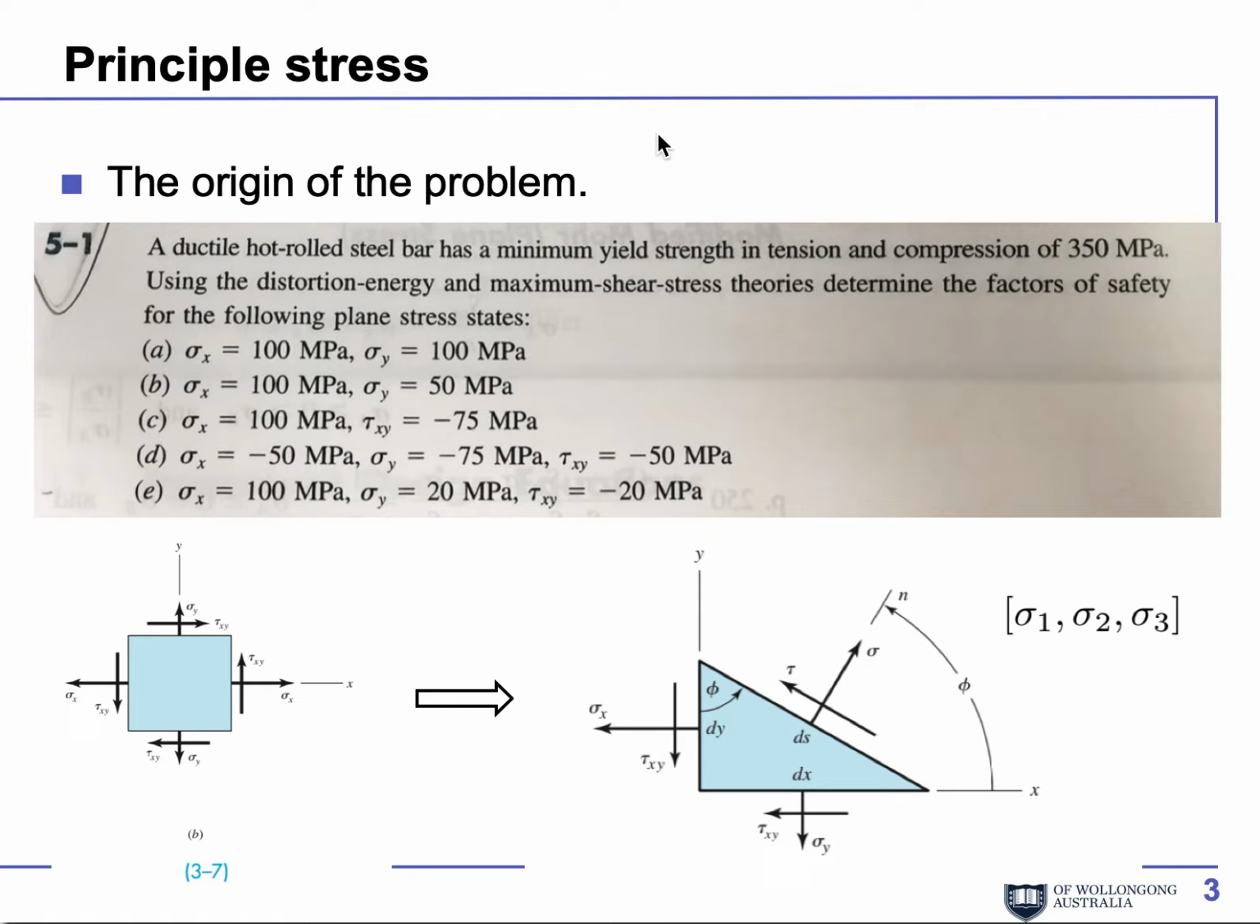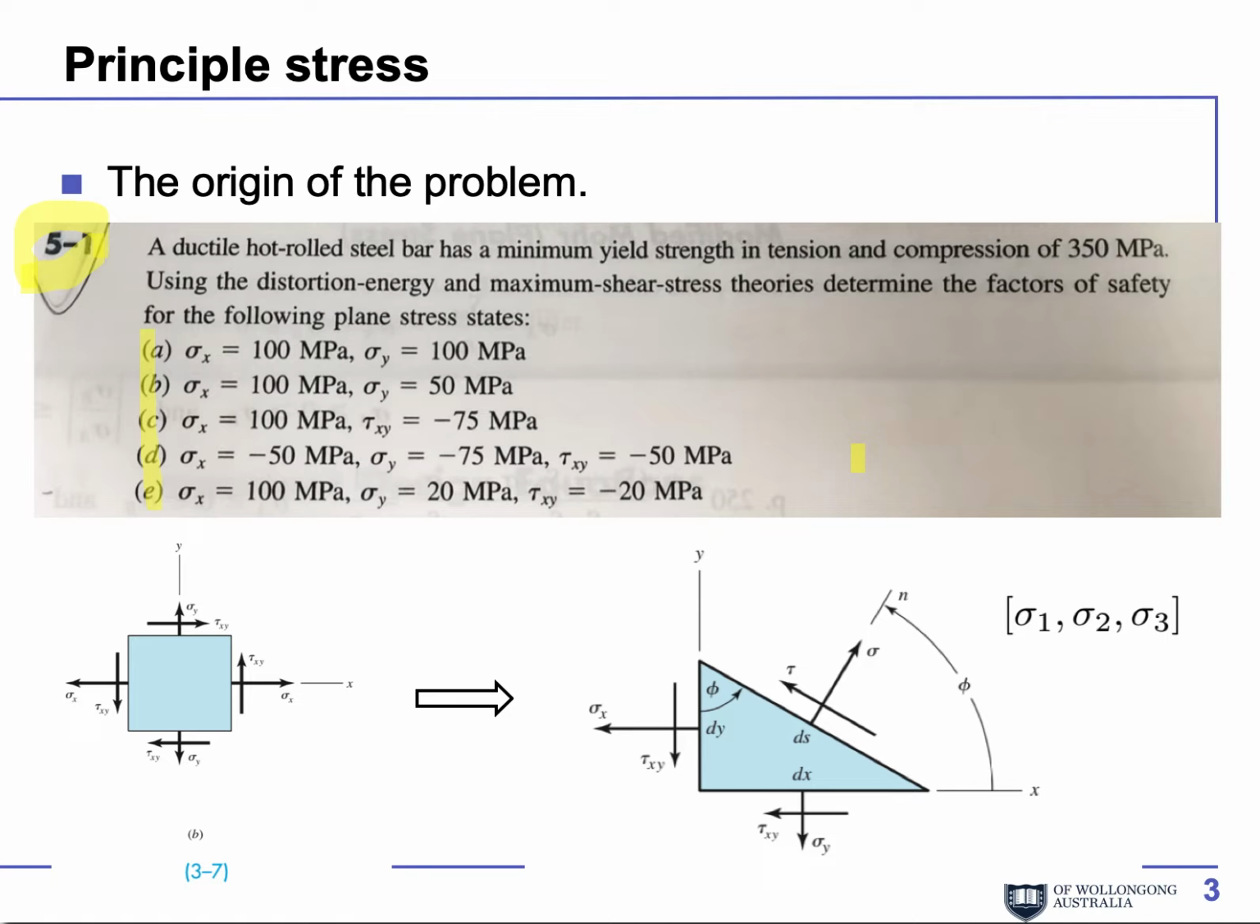This applies to the tutorial question in week 1. If you go check tutorial question 5.1, we have a few different situations, A, B, C, D, E, F. We are given sigma x, sigma y, and sometimes a tau xy. However, we are always missing a few other components, so we can assume the missing ones are all zeros. That's what we always start with.